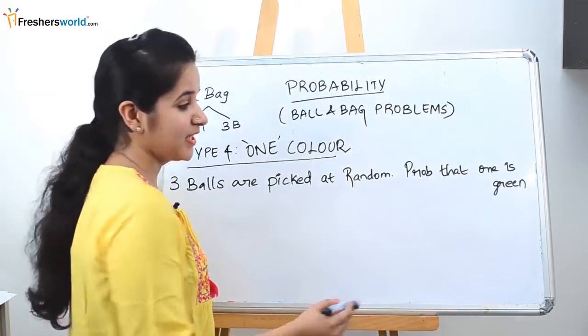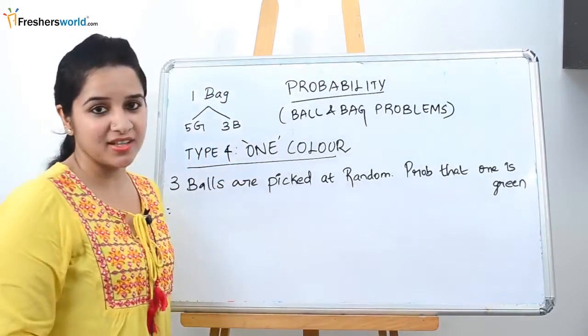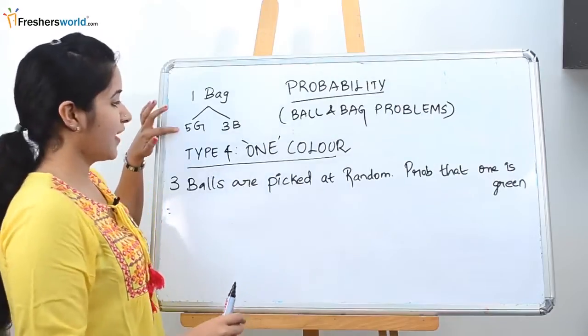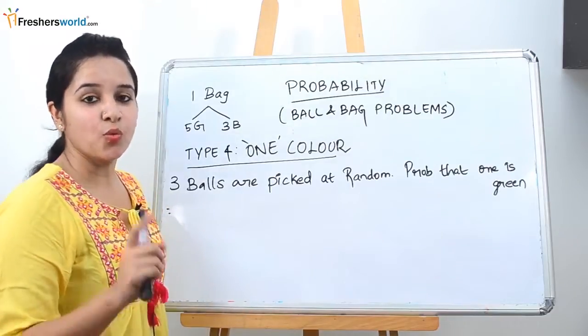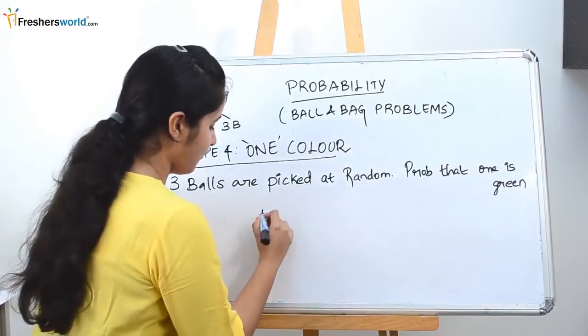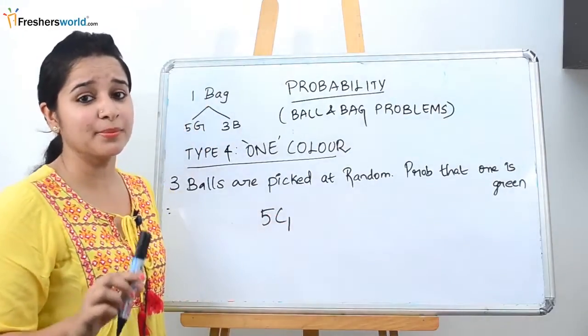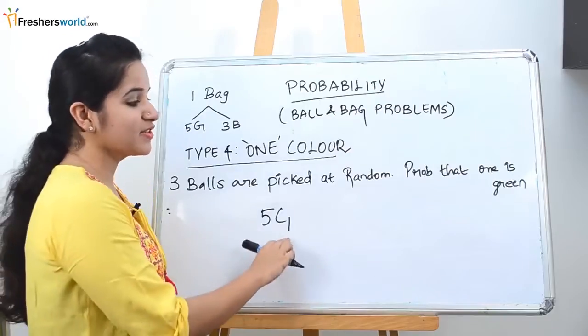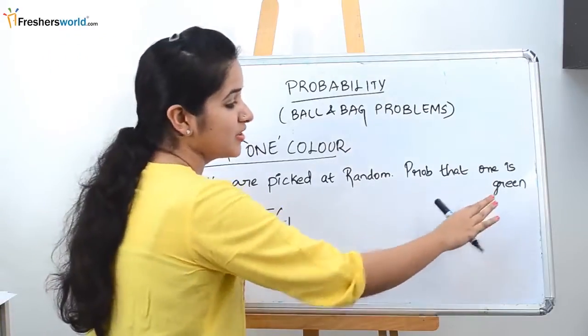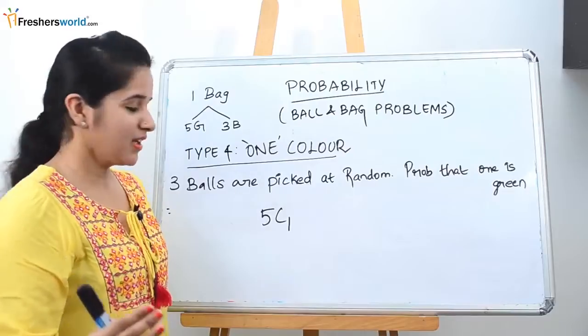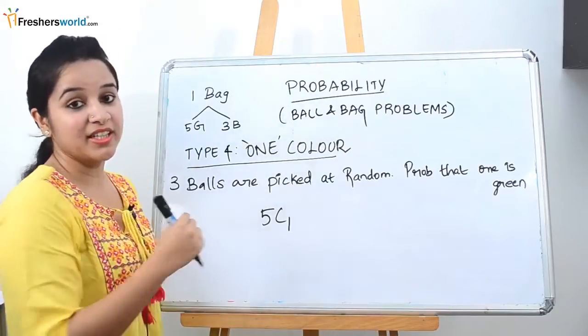What is the probability that one is green? So what are they asking? So there are actually 5 green balls. They are telling that one should be green. So 5C1. So a basic common mistake people make is that they will just stop here, because the question is one is green. They don't think about the remaining 2 balls that they need to pick.